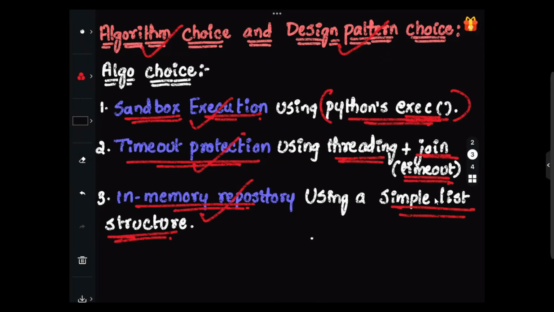These three things will be making use of Python's exec for the sandbox execution, threading plus join of timeout for the timeout protection, and a simple list structure for the in-memory repository. So this will be our algorithm choice. Yeah, this is simple. I hope this part is completely clear.